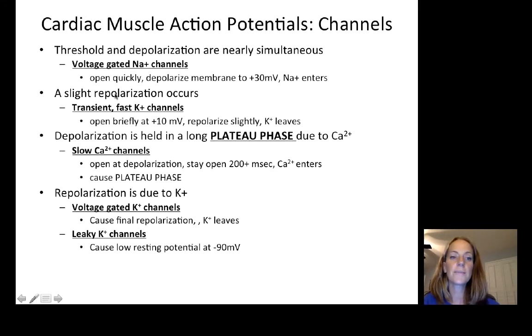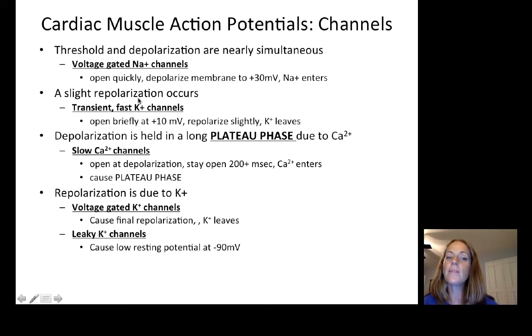So here are the channels. Threshold and depolarization are nearly simultaneous. This is through voltage-gated sodium channels that open very fast and depolarize all the way up to +30. So sodium causes the depolarization phase of the cardiac muscle. Compare that to the depolarization phase of the intrinsic conduction system cells that we just drew. What causes the depolarization of the intrinsic conduction system cells? Calcium. So sodium is back. Sodium is going to cause the big peak depolarization here in the cardiac muscle.